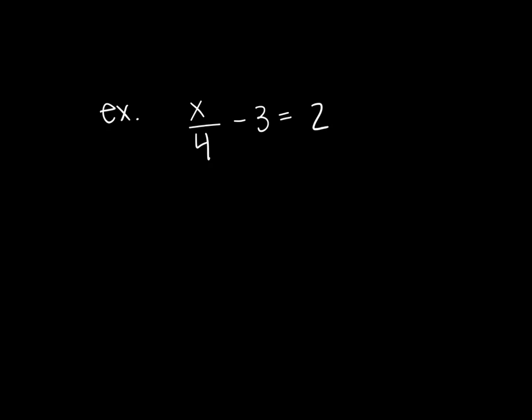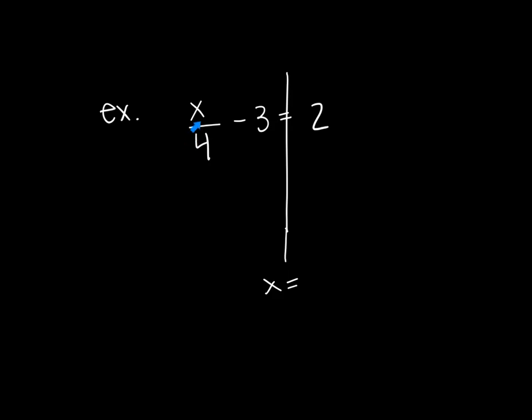One more example. Here we have x over 4 minus 3 equals 2. Or x divided by 4 minus 3 is 2. Always start by drawing a line through your equal sign to separate each side. At the very end of this, we want x equals something. Here, the question is, what first?